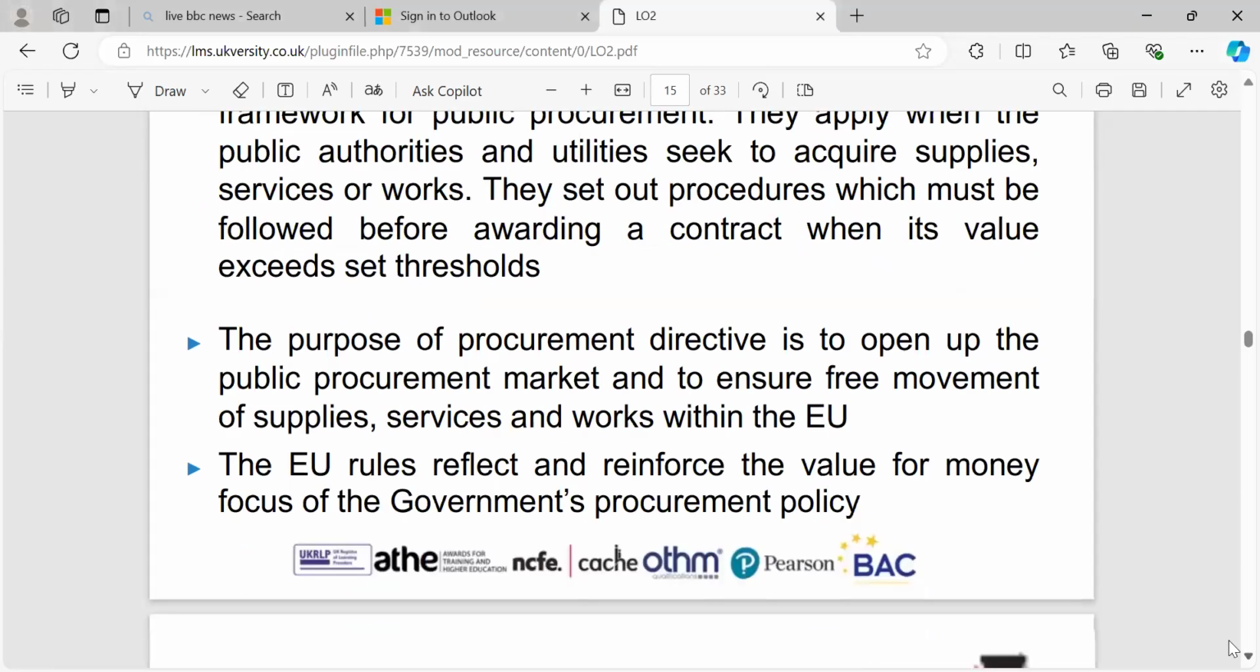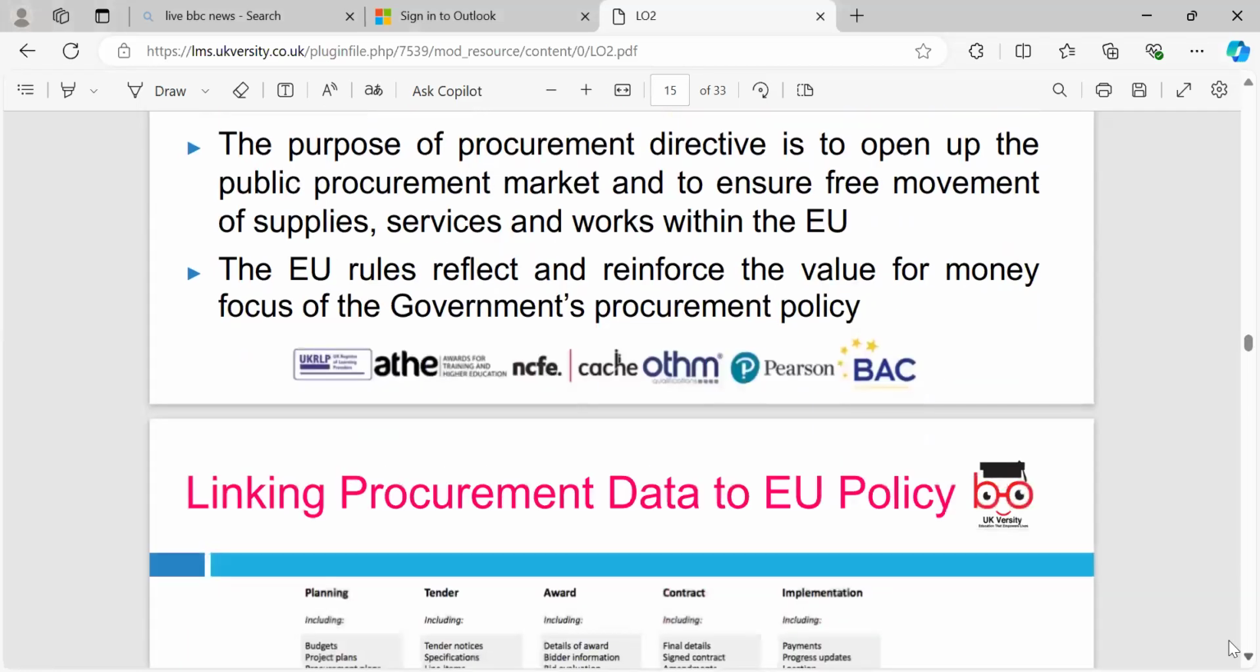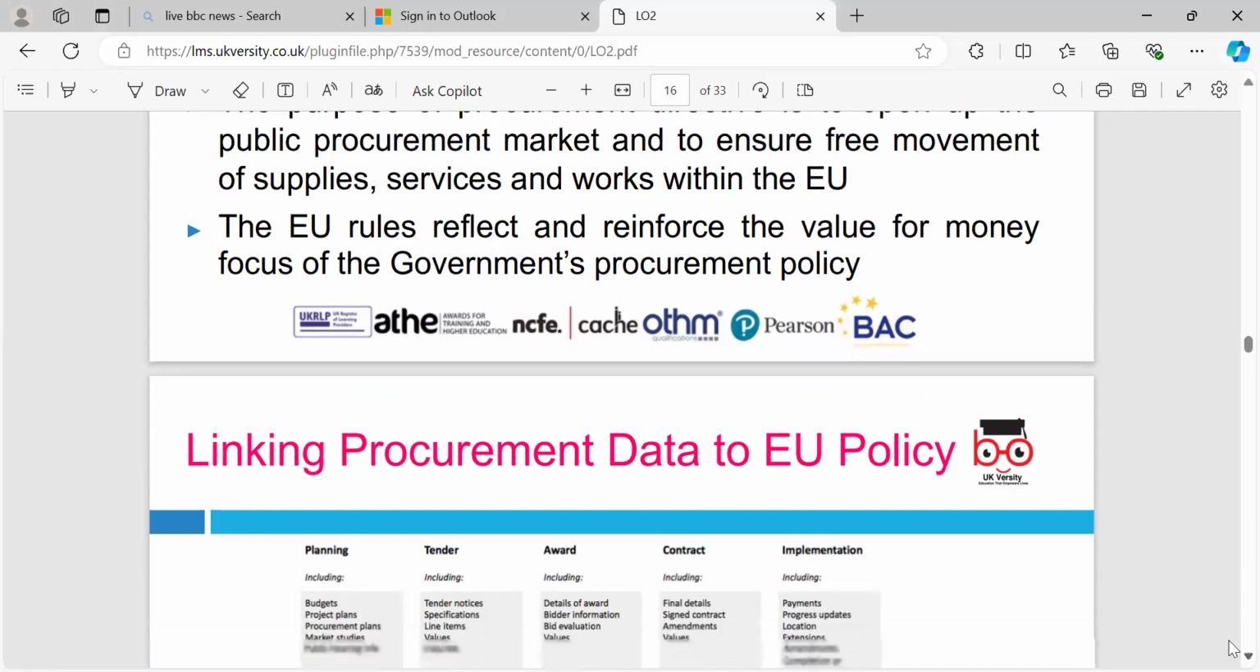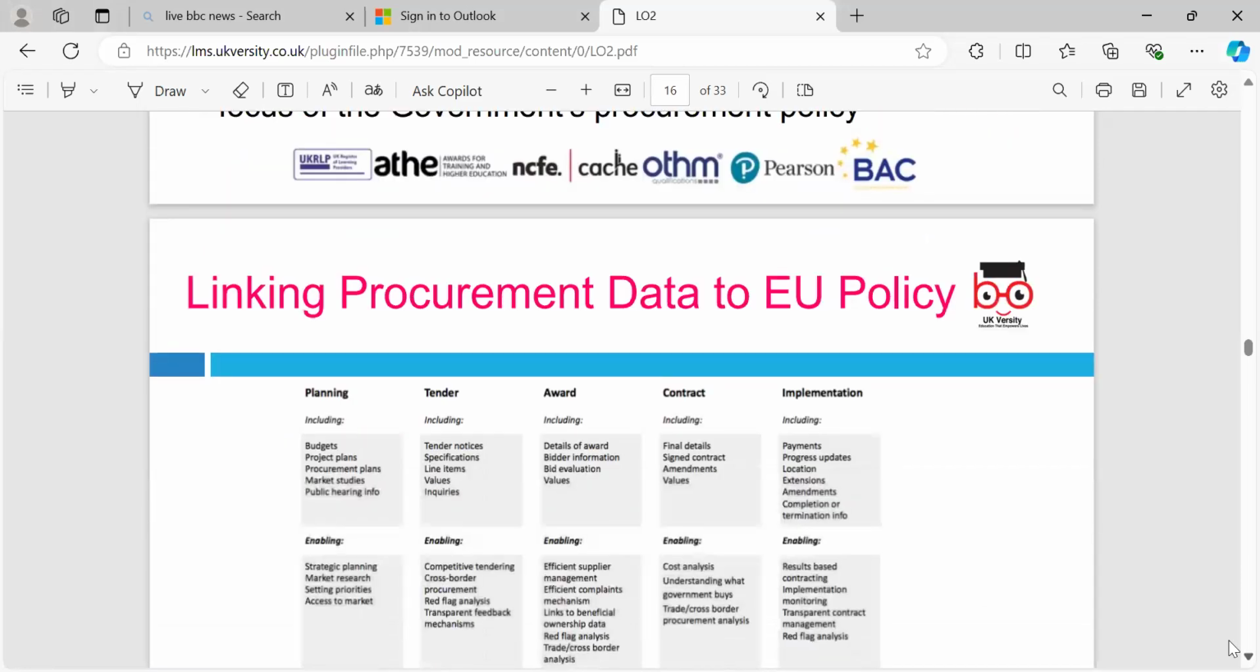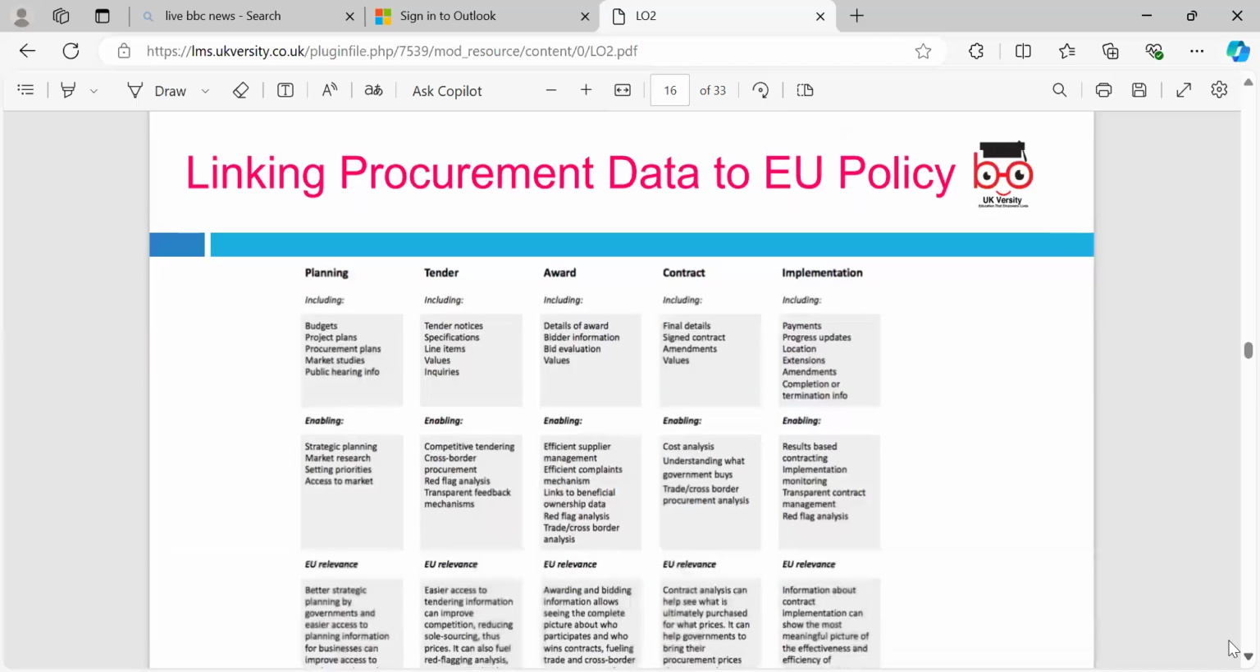The EU rules reflect and reinforce value for money. When looking at government procurement, we need to look at value for money, because it is public money at the end of the day, and that is very, very crucial, because it is about using the money and multiplying its value. So when you plan around EU policies, you budget the project, yes.